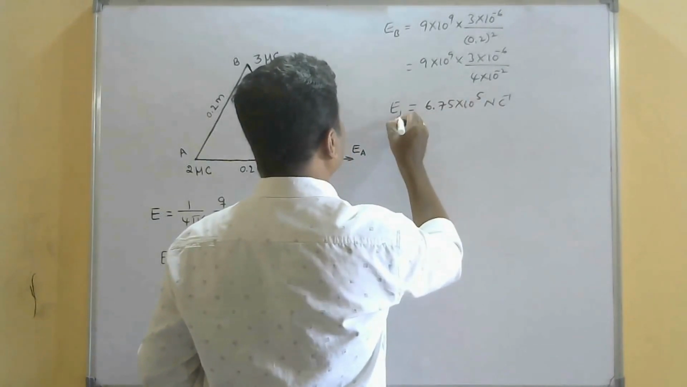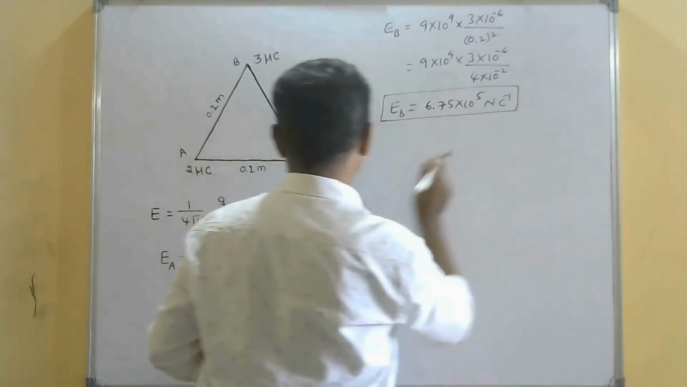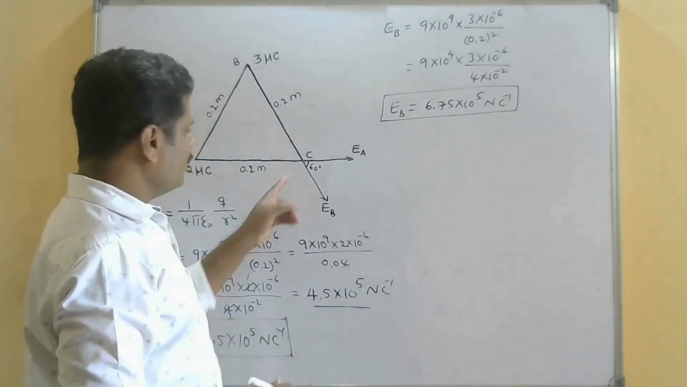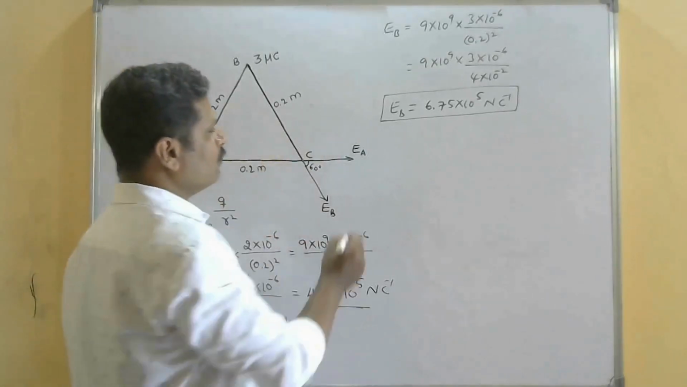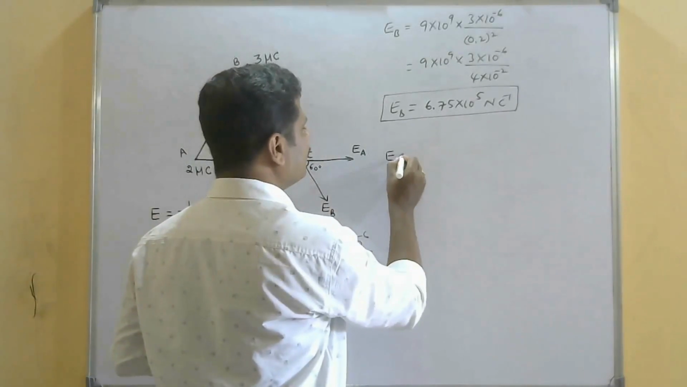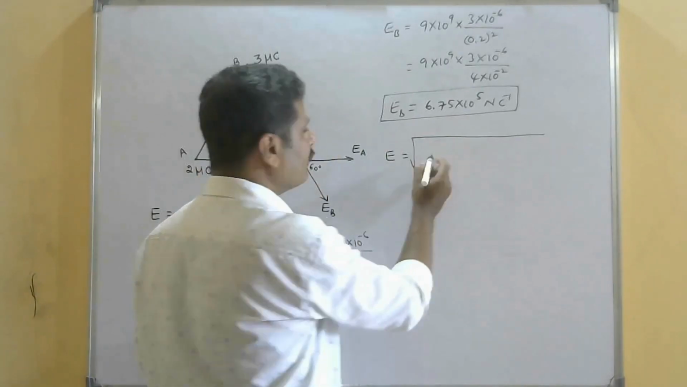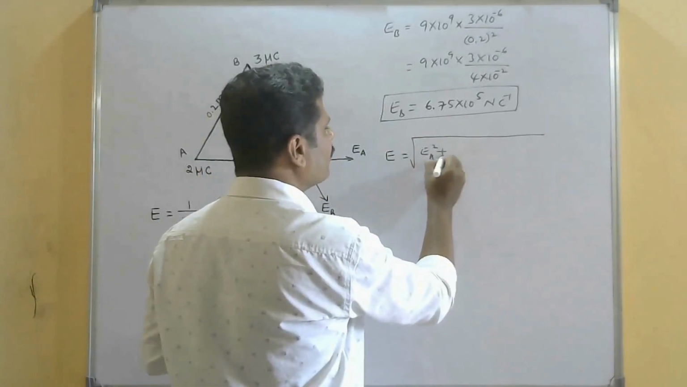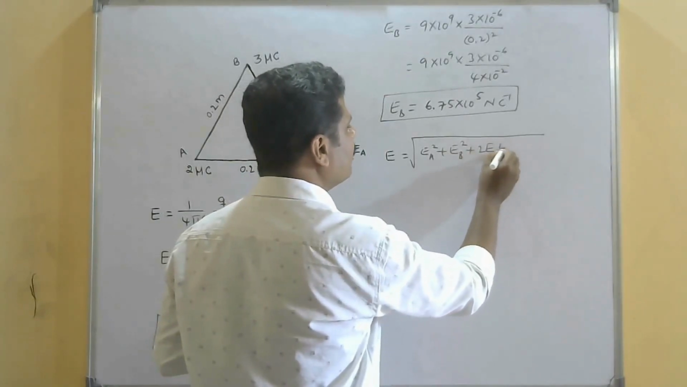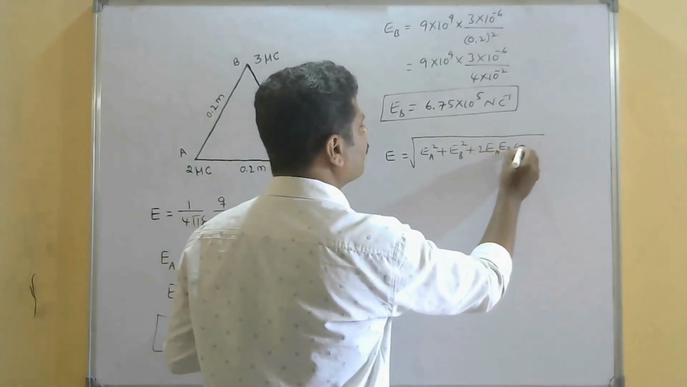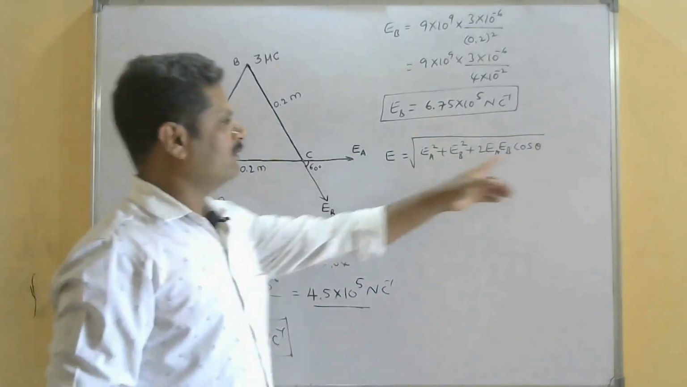This is EB, and these two electric fields are acting at an angle of 60 degrees. So now we have to use the superposition principle. This is a vector sum, because electric field is a vector. The resultant electric field is equal to the square root of EA square plus EB square plus 2 EA EB cos theta. Here theta equals 60 degrees. Cos 60 is 1 by 2.